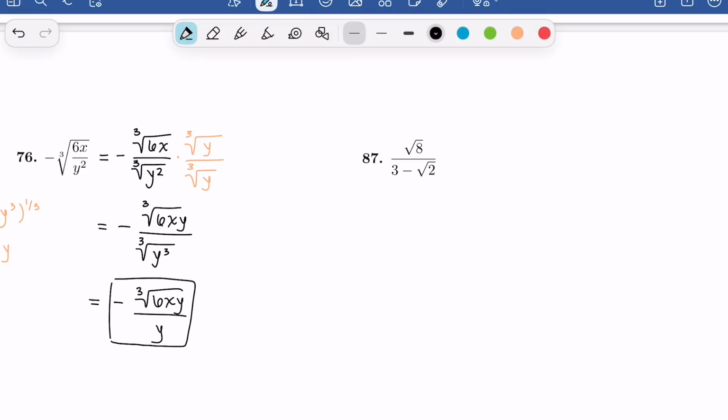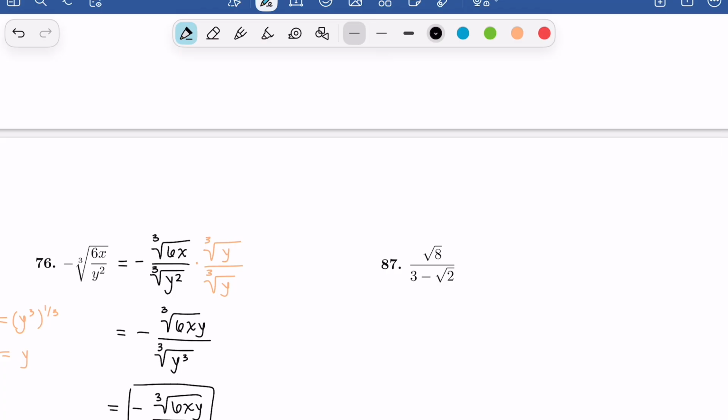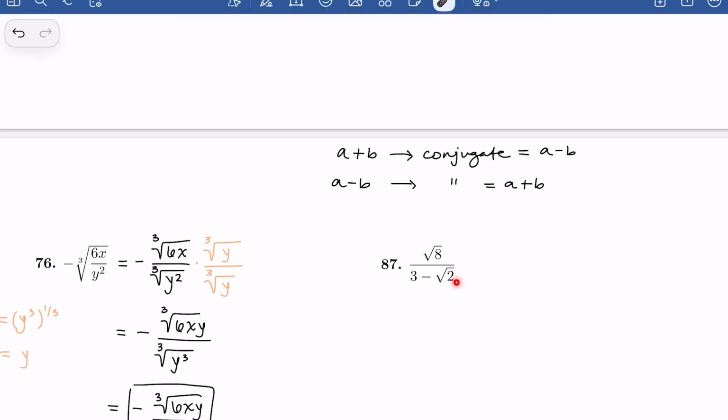And if you haven't already looked at this in the textbook, please do so, but I'll go ahead and write this here. Let's say we have a binomial a plus b. The conjugate of this would be a minus b. And on the other hand, if we have a minus b, the conjugate would be a plus b. What we're going to do then is multiply by the conjugate of this guy, and the idea is we're going to get rid of the square root in our denominator. So let's go ahead and do that.